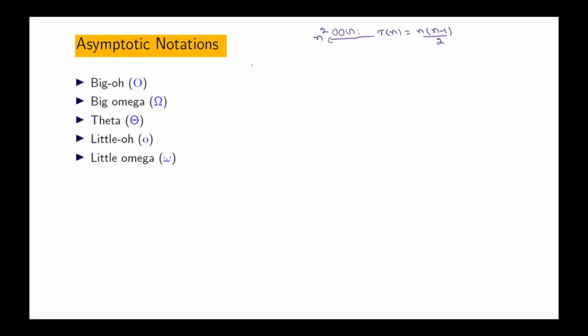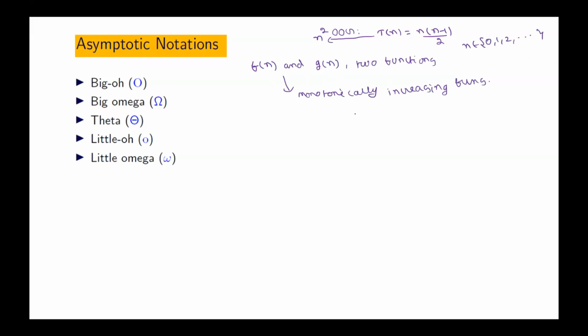Let us say f of n and g of n are two functions, where n is input size. These are defined over non-negative values, and we can even consider them as monotonically increasing functions. What does it mean? If input size n1 is less than or equal to n2, then f of n1 should be less than or equal to f of n2.